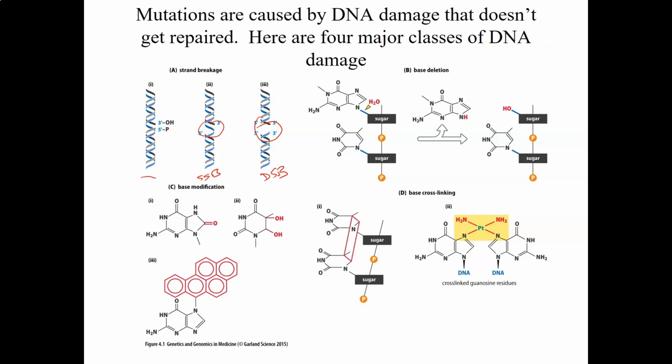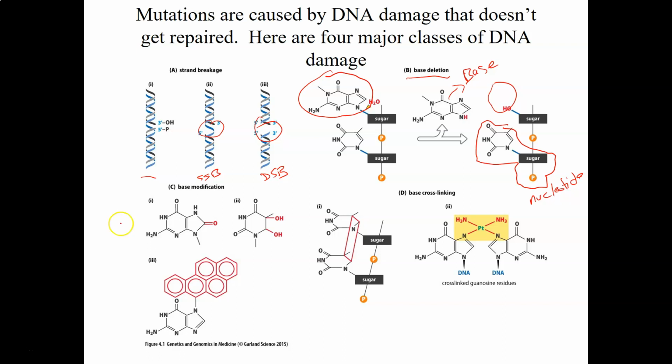So B over here is an example of a base deletion. It's a little bit hard to see what's going on here. But this is the base, and that's missing here. So we're losing the base. Notice that it's just the base, so it's not the whole nucleotide. A whole nucleotide is a base, and a sugar, and a phosphate. So that's a nucleotide. And this is a base. So that's something we'll want to keep in mind.